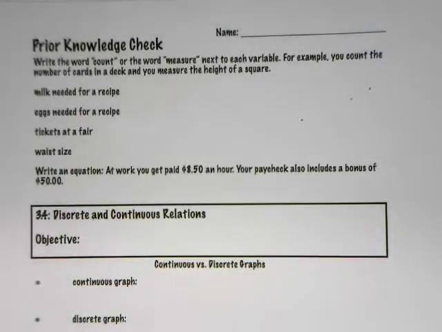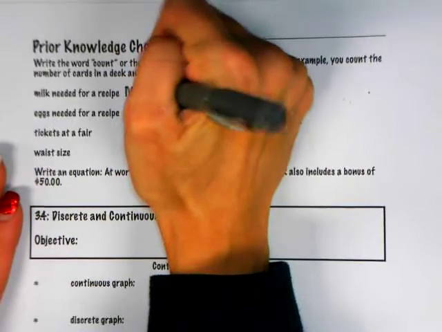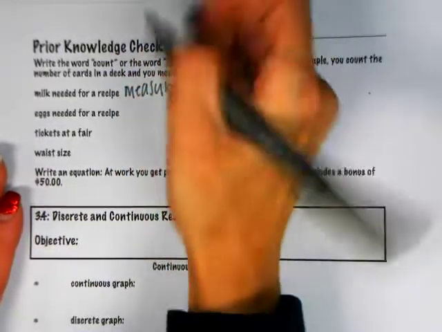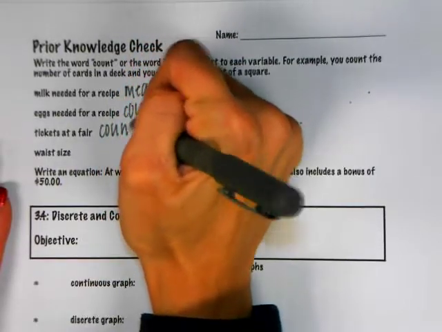Right. So you're saying count or measure. Milk needed for a recipe. Yep, measure. Eggs needed for recipe. Tickets at a fair. Waist size.